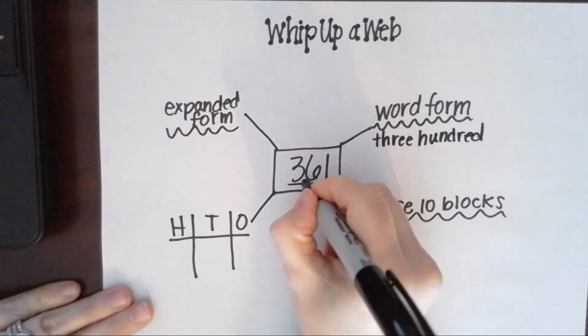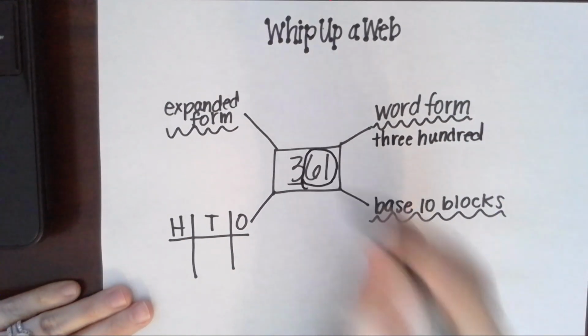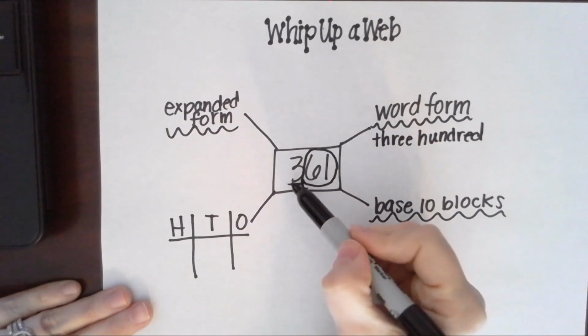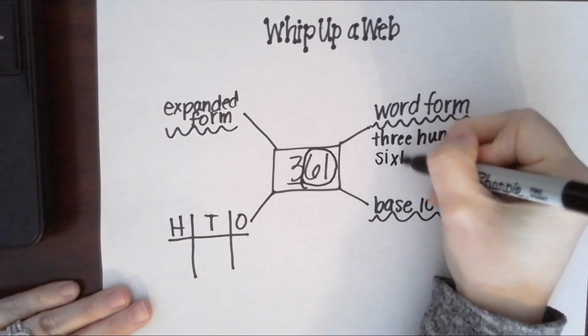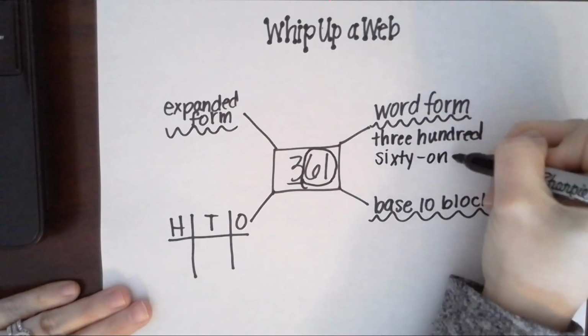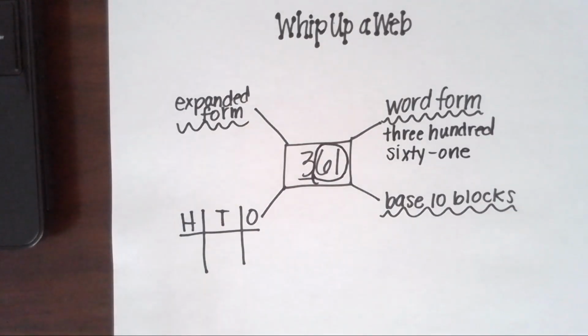And then I circle the last two numbers because I say those together. So I would say 361, and then that's how I would write it. 61. And that's how I write the number 361 in word form.